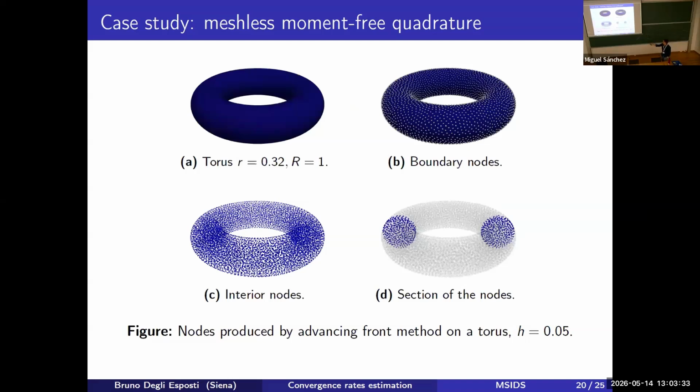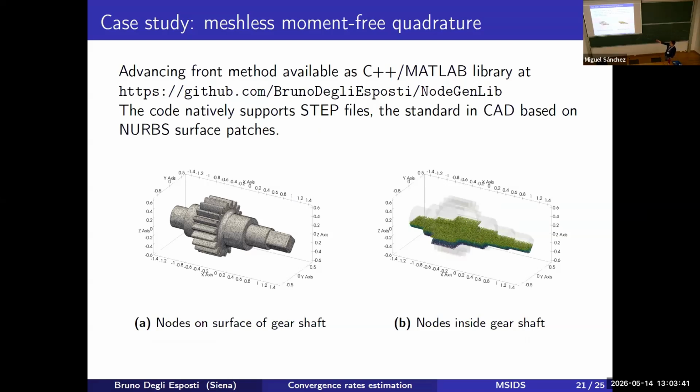This is what the nodes look like after generation. This is a slice of the torus. We have nodes on the boundary, nodes in the interior. This is the library that I use. If you need to generate nodes on complicated 3D domains like CAD domains, let me know, because I can maybe share some code.